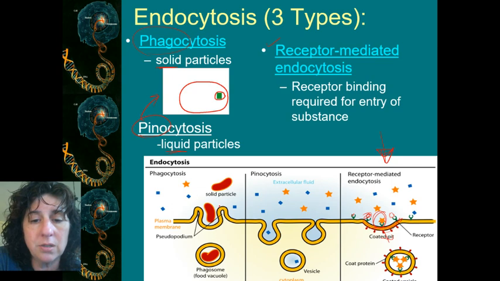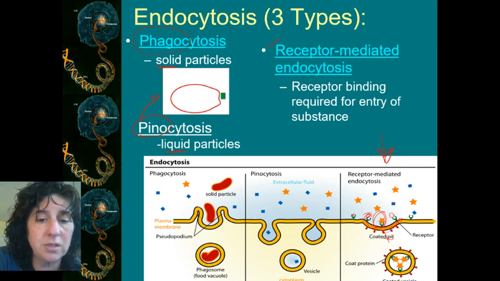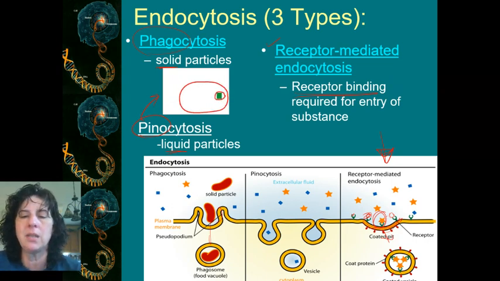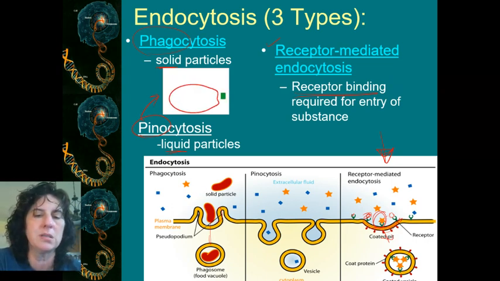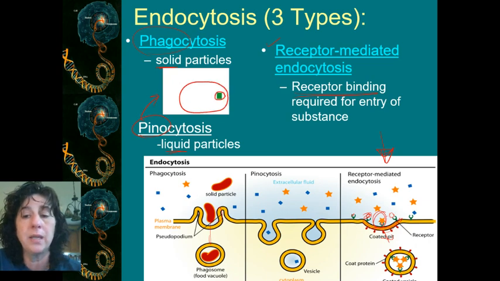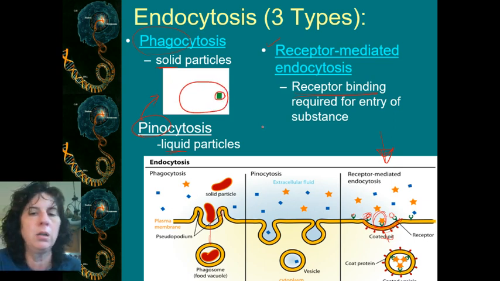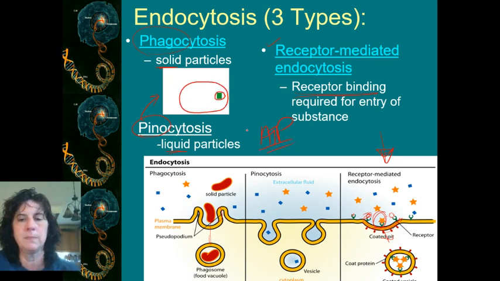Unlike phagocytosis, where the cell actually just kind of surrounds it and pulls it in, this actually has to have an attachment of those particles first. So we have to have a binding before that substance can enter. That means not everything can enter. That cell membrane is not just going to surround any solid particle. It can only surround a specific particle that can attach to those receptors. So it's being a little more specific here. All of these still require energy from the cell to do this.